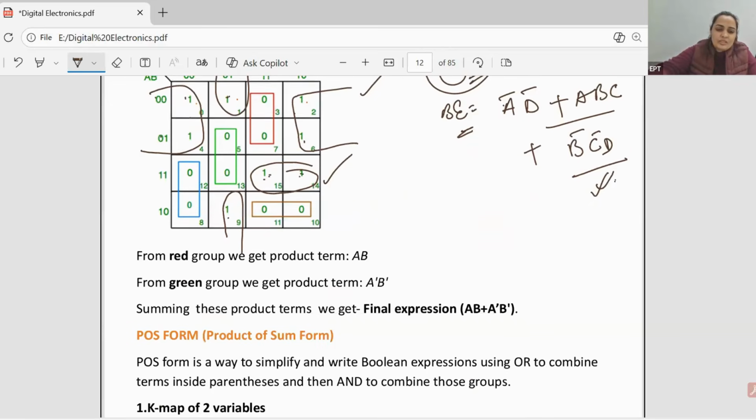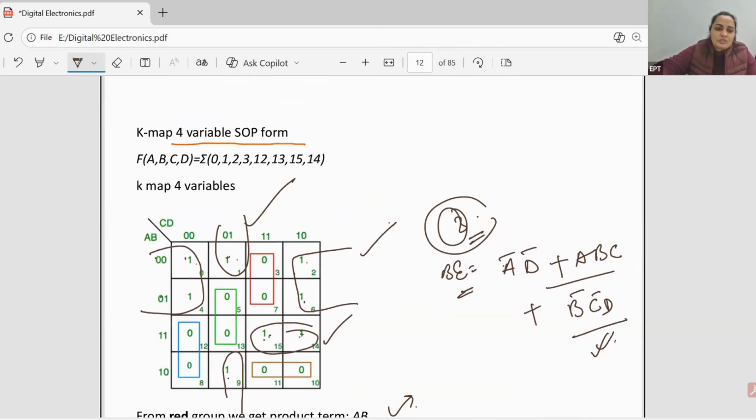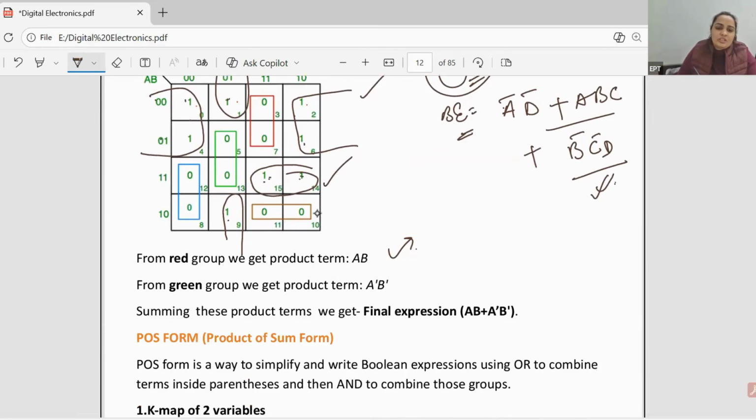See, this is for POS form, if we consider the logic 0. Okay, this is incorrect. Don't consider these few lines, it is incorrect.